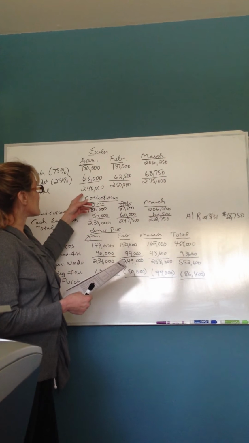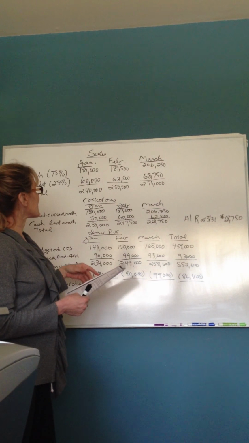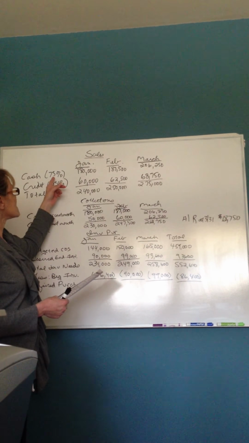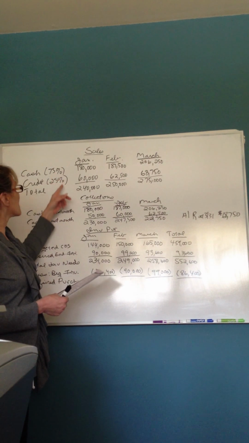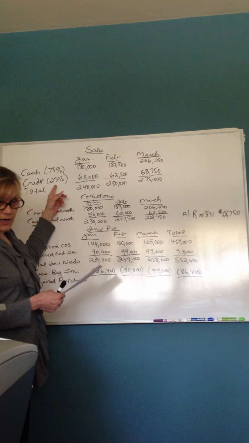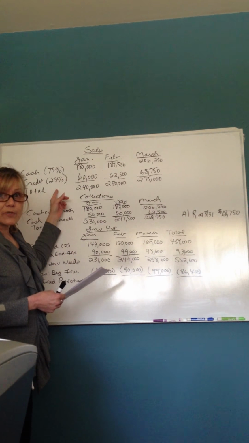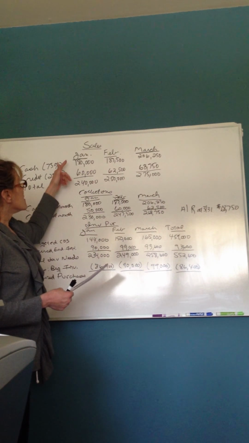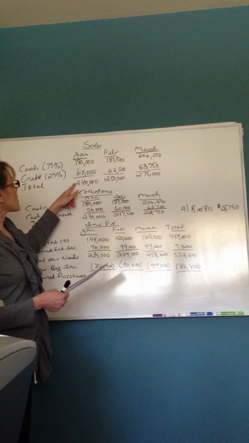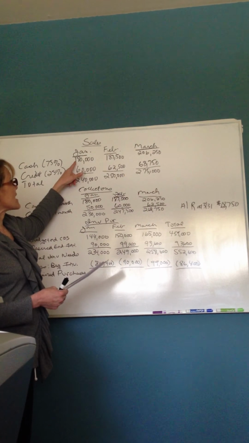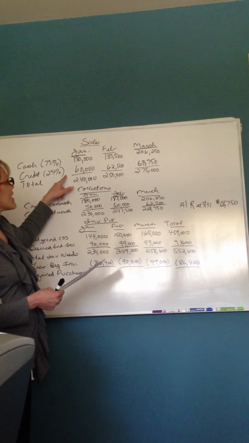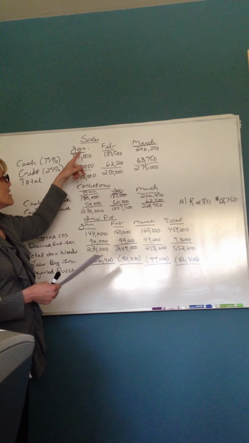In January, for example, we had 240,000 of sales. We collect 75% in cash, the other 25% are on credit. The 25% on credit is always collected in the next month. So if you look at January, 240,000 times 75% is 180,000. 240,000 times 25% is 60,000.